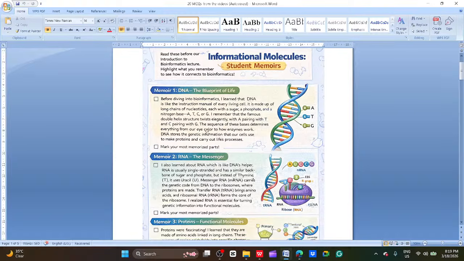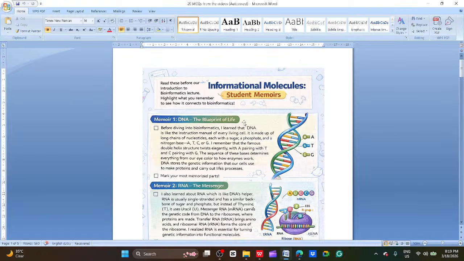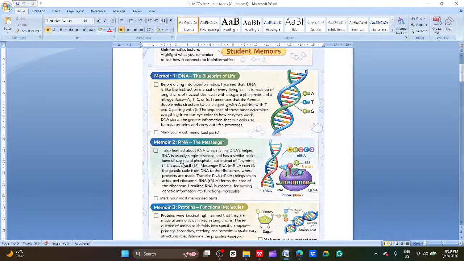In this course, you should keep four things in mind. Number one, DNA is the blueprint of life. Number two, RNA is like the messenger. There are three types of RNA, and RNA is single-stranded instead of double-stranded. It also consists of four nucleotide bases, which are adenine, uracil, which replaces thymine, cytosine, and guanine. So you need to know that.